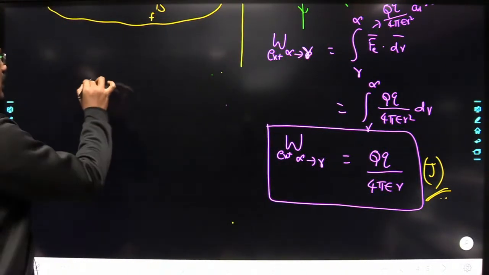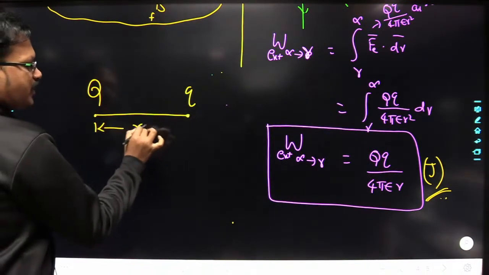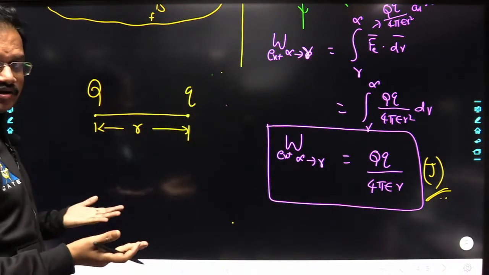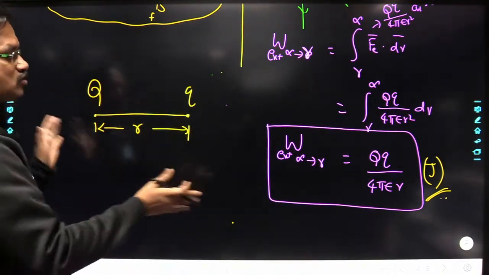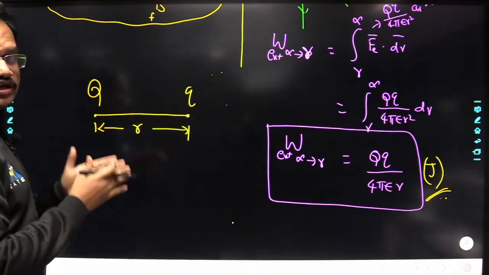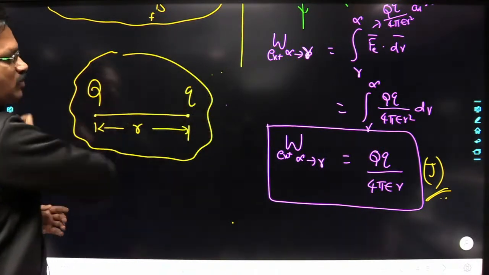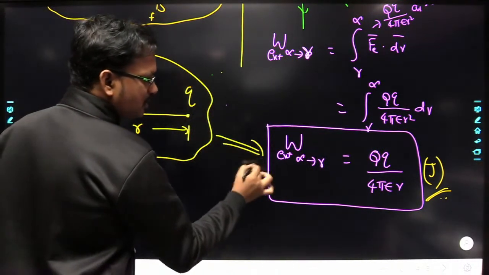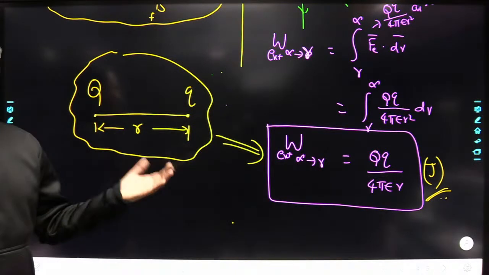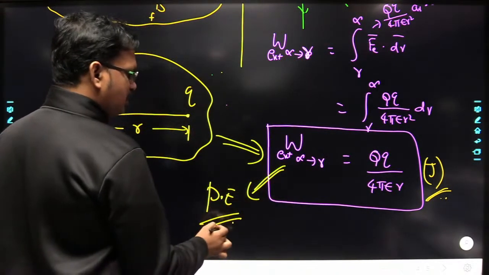Whenever you have a charge Q here and another point charge q here, separated by r, in order to assemble these charges in this manner, we have to do some work. Whatever work we have done to assemble these charges at this location will be stored as potential energy. What is the potential energy stored in this system of two charges? That is Qq by 4 pi epsilon into r. Whatever work you have done will be stored as potential energy, so this work done is also called potential energy.